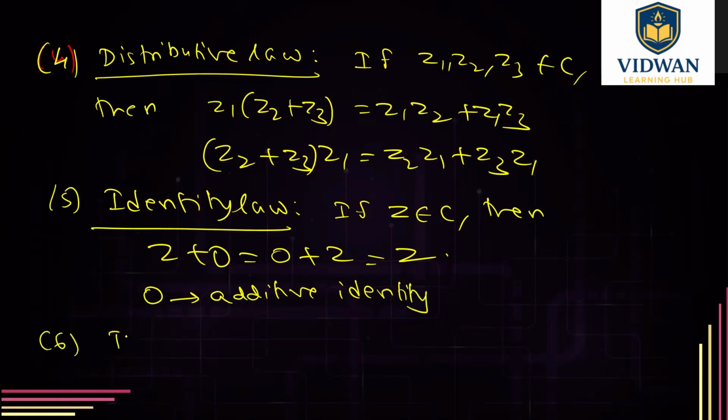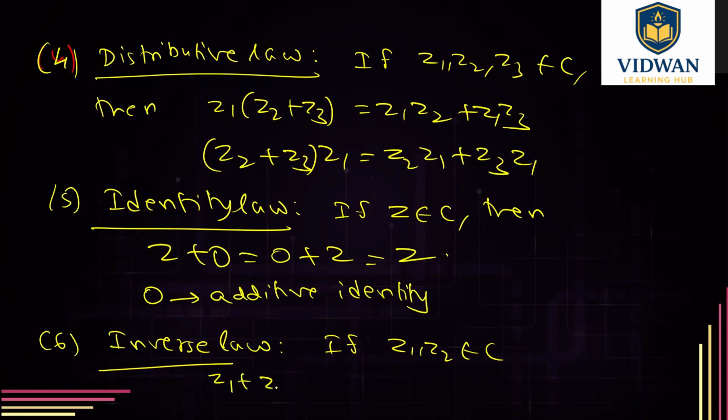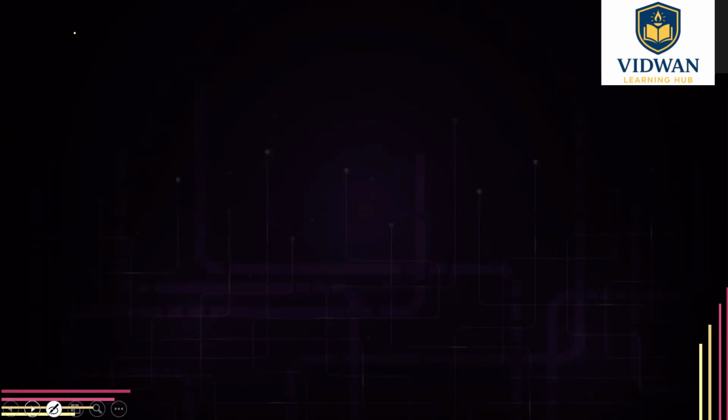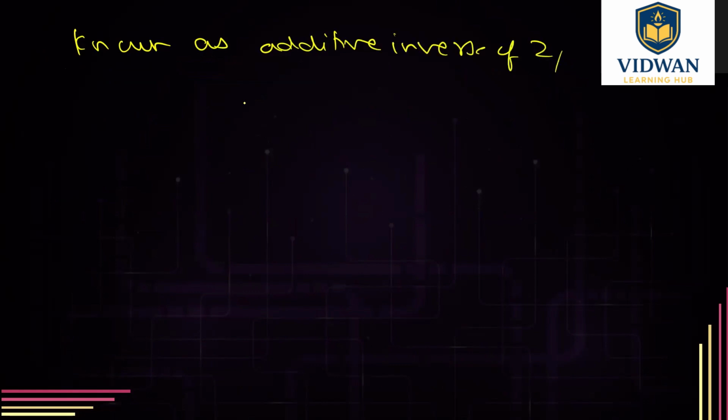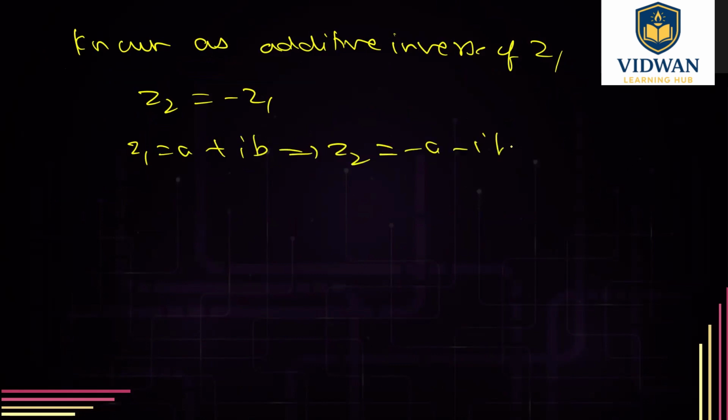And coming to the sixth one, this is called the inverse law. What this law states is, if Z1 and Z2 are two complex numbers, and if you add Z1 and Z2 and get the result as 0, then Z2 is known as the additive inverse of Z1. So Z2 equals minus Z1. And if Z1 is A plus iB, this implies Z2 will be minus A minus iB. This is called the additive inverse.